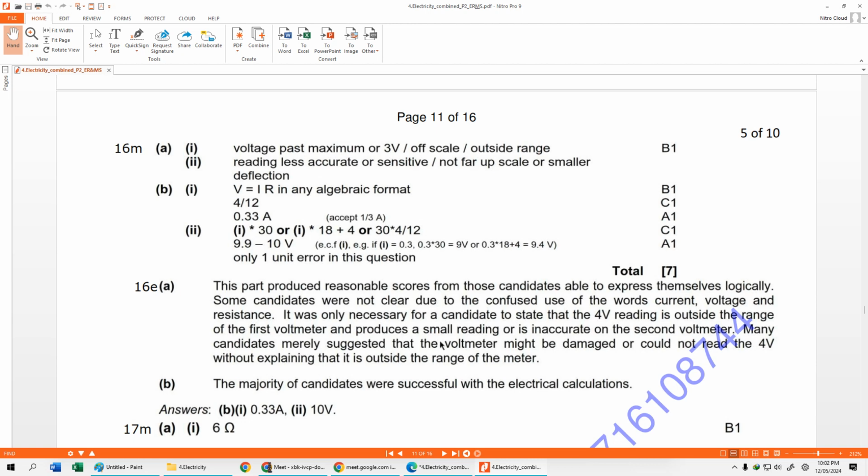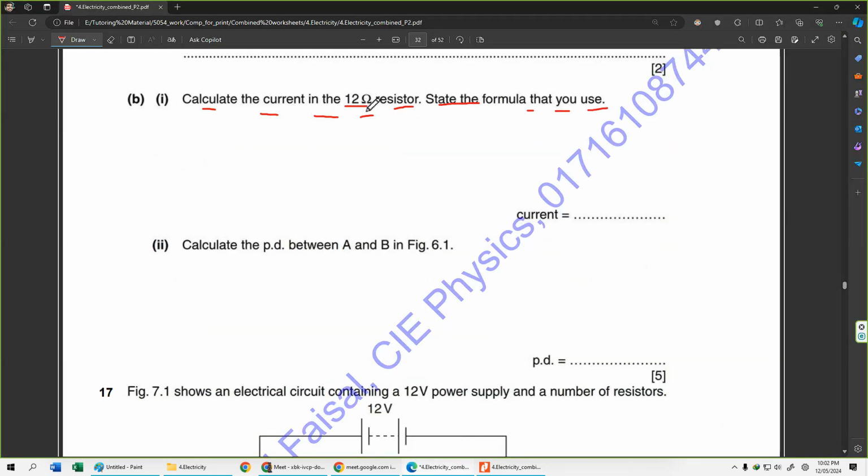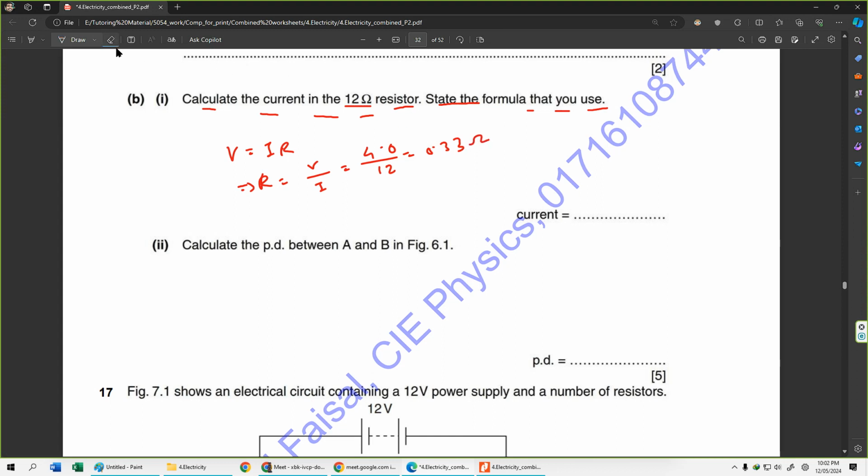B1 এ? B1 এর রেজিস্ট্যান্স তো ওরা বলে দিচ্ছে 12 ohm রেজিস্টার, আর আমাদের ভোল্টেজ বলে দিচ্ছে হচ্ছে 4, সো V equals IR, R equals V divided by I. ভোল্টেজ বলে দিচ্ছে 4.0, রেজিস্ট্যান্স 12, ডিভাইড করলে 0.33 হয়। সরি, আমি তো ভুল লিখলাম। I would be V divided by R. So 4.0 divided by 12, that gives us 0.33 ampere. Calculate the PD between A and B.